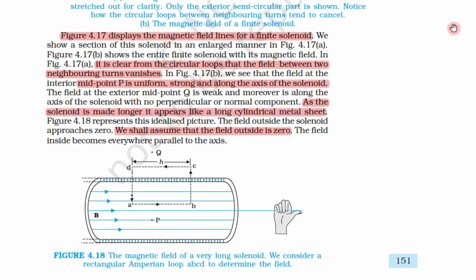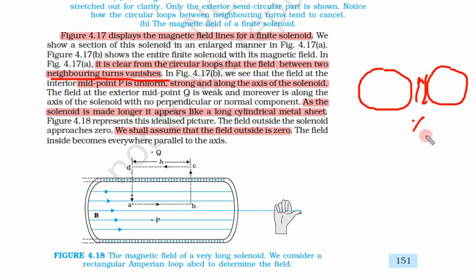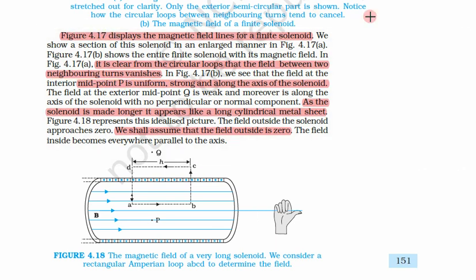Now let us read this description. Figure 4.17 displays the magnetic field lines for a finite solenoid. We have already discussed, it is clear from the circular loops that the field between two neighboring turns vanishes. For this loop and this loop, this is up, this is down, and it gets cancelled out. Now we have to see the magnetic field at some point P and a point Q, and this point Q is out of the solenoid. So let us see the figure once again.